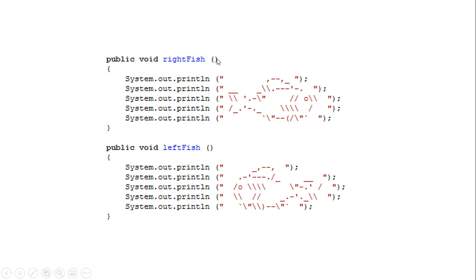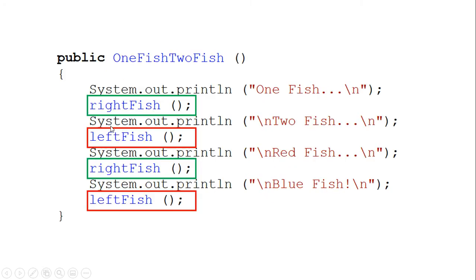Void means I return nothing. The brackets mean it has no parameters. The method name is in the middle, and then I have the brackets around the outside. So if I wanted to call or activate my methods from my constructor, I would call the rightFish method, putting brackets after it and then a semicolon. And I would call the leftFish, calling its name with brackets after it and a semicolon.